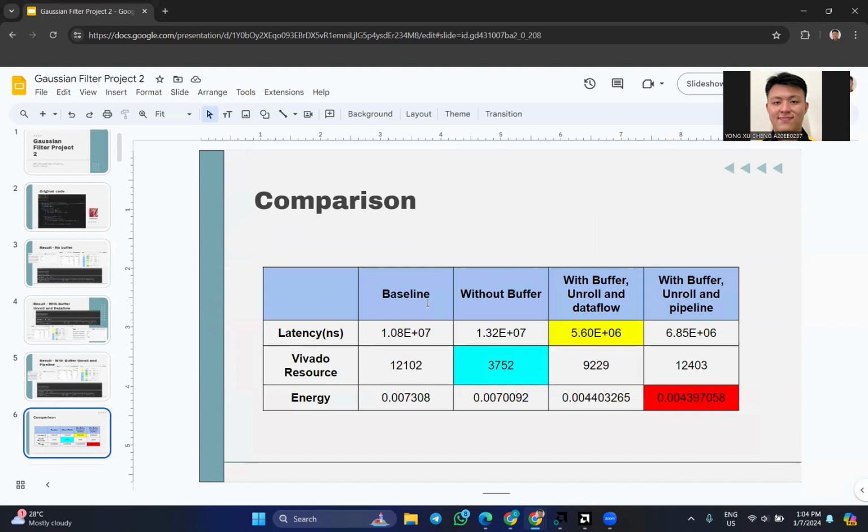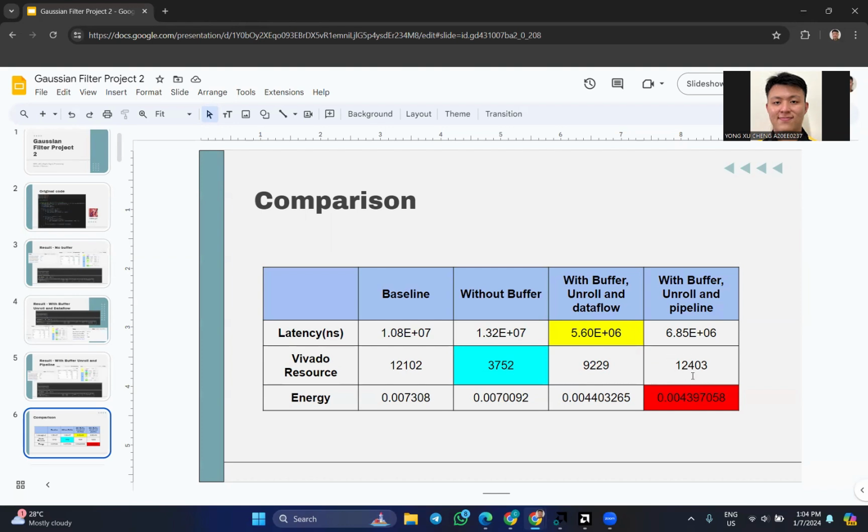Here is the result. The baseline is our original code. The one without buffer definitely uses the least resource compared to the others because it no longer has a buffer, so it uses fewer resources to finish the whole process. In terms of latency, the data flow, since it runs concurrently, has the lowest latency, as you can see from here. And using the pipelining, we can achieve better energy efficiency. So these two are the pros and cons.